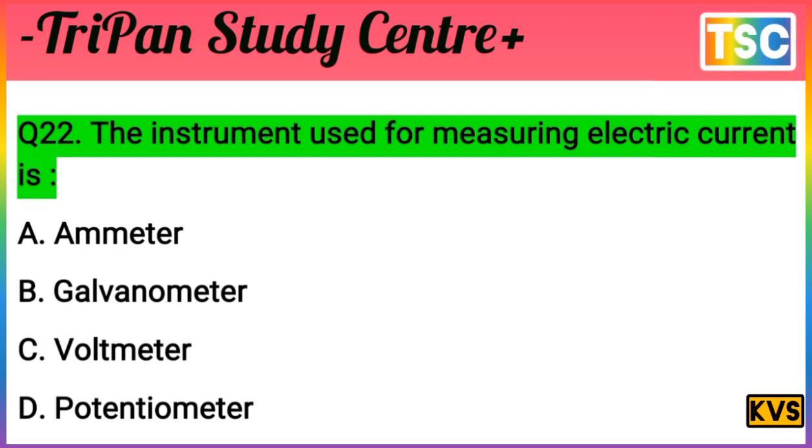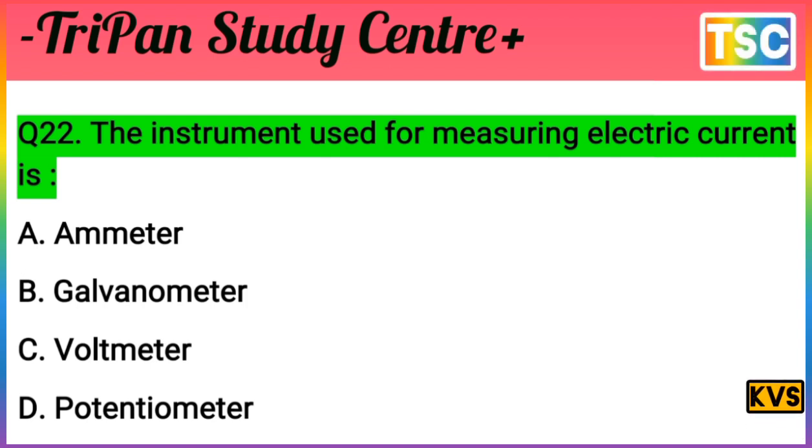But first of all, write the correct answer in your notebook. That's important. Let's see what the answer is. The question is clear and direct here. The instrument used for measuring electrical current is an ammeter, ohmmeter, voltmeter, or potential meter. Electrical current is measured only by an ammeter.